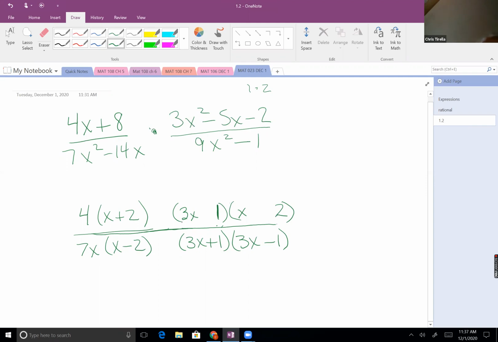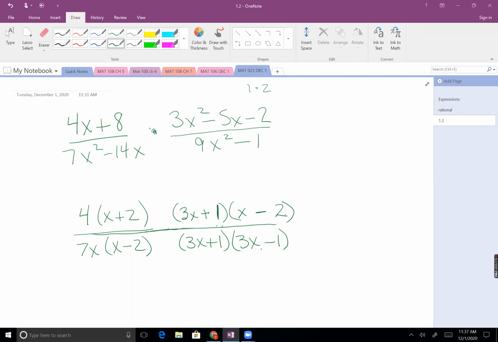And so now when I think of FOILing this out, first would be 3x squared. Outer would be 6x and 1x. And so then I thought, well, if I put the negative here, it would be minus 6 plus 1, which would give me the negative 5x in the middle. And so I factor the ones that are easiest first, and then I look for clues from those to help me factor the harder ones. Does that make sense?